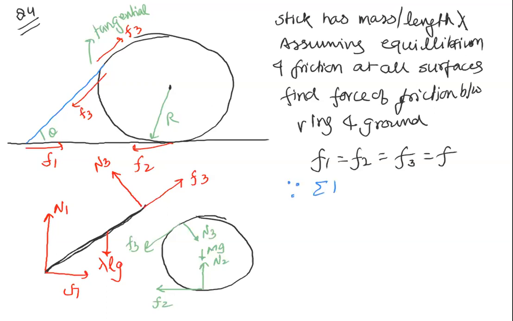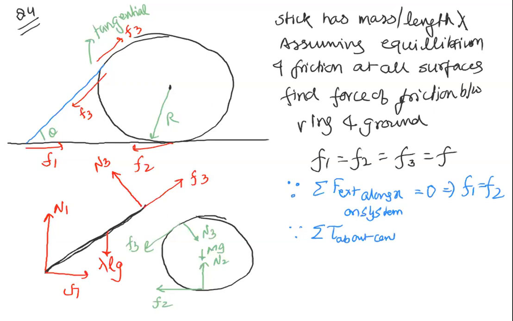Since summation of external forces along x-axis on the system must be equal to 0, this implies that F1 is equal to F. Since torque about center of ring must be equal to 0, F2R minus F3R should be equal to 0. F2 is equal to F.